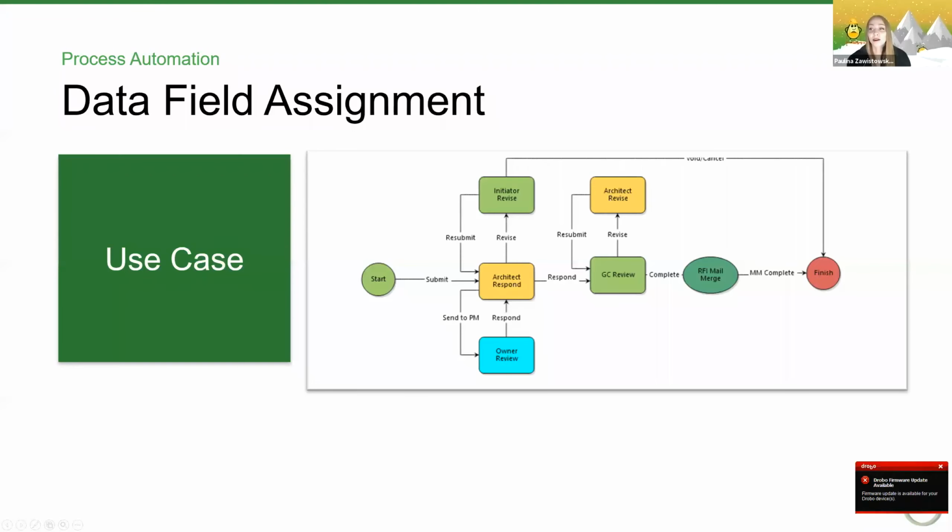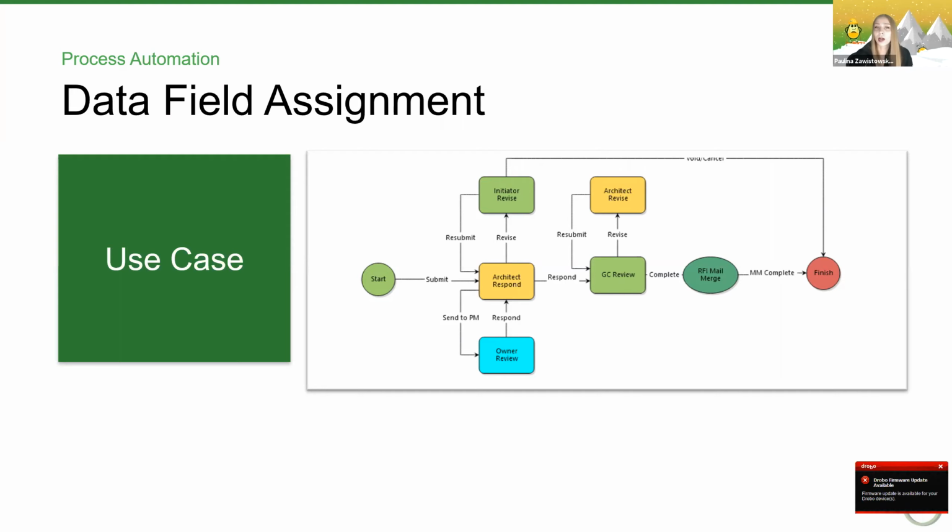So work smarter, not harder. I'm sure you guys have heard that phrase multiple times, but it rings particularly true to automation. Automation just takes the work that you're already doing and makes it more efficient. So for these examples, I'm going to use the RFI process just because I feel like most people listening have already dealt with an RFI in the past. So I'm going to start with data field assignments.